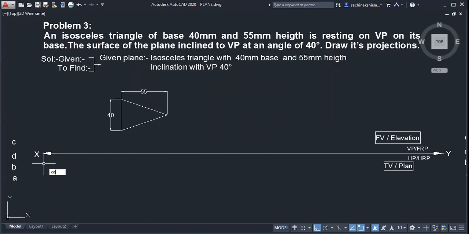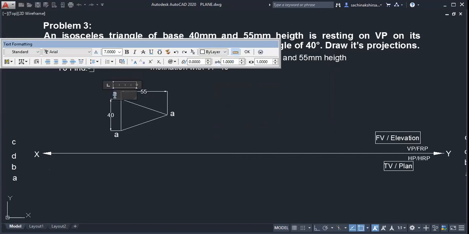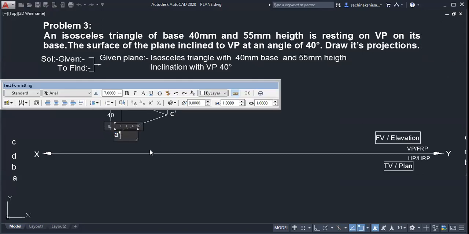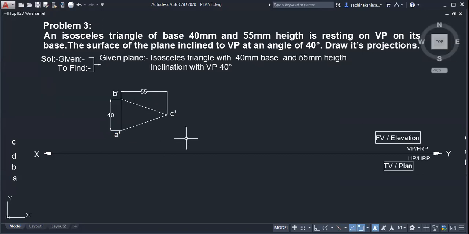Here, let us give names. It doesn't matter how you are giving names. I will give this name as B dash. Then this will be C dash. This will be A dash. Like this. Okay. So in the front view, as we are giving the name with a dash, that's why I have given A dash, B dash, C dash.